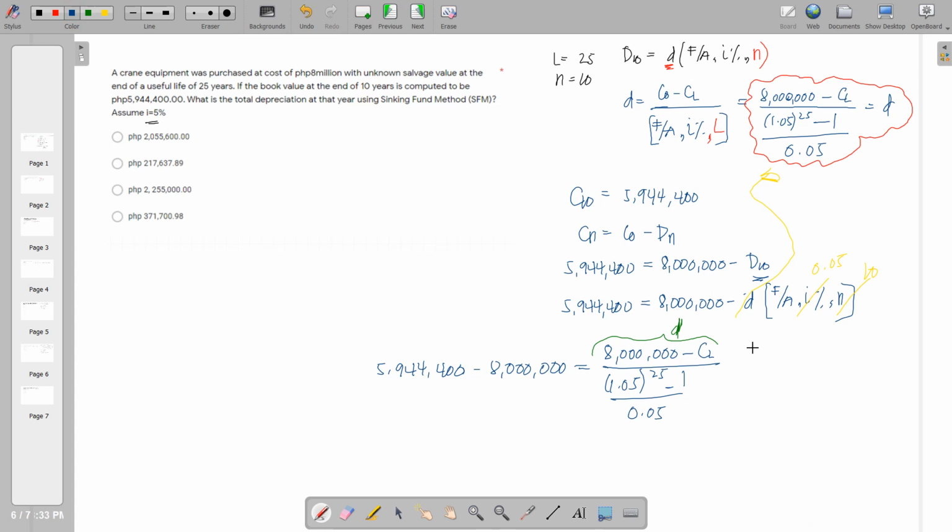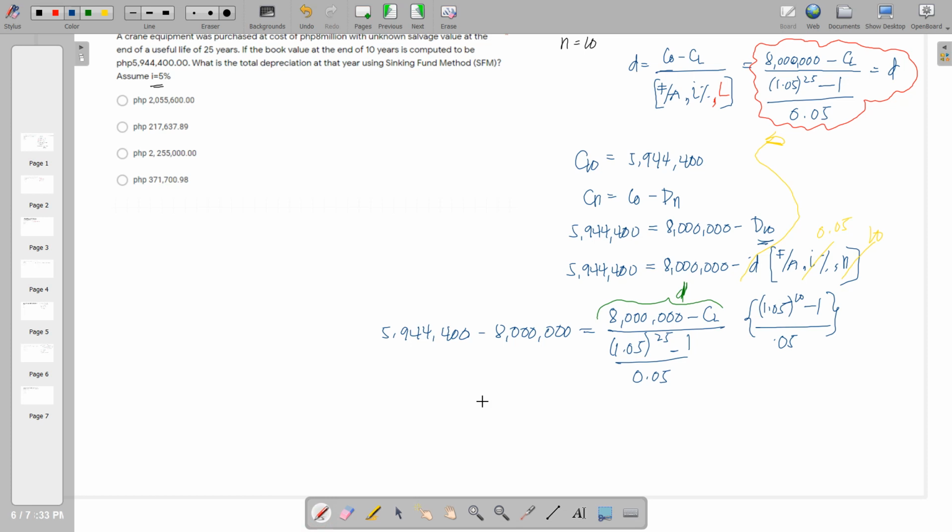Tapos, this is 1.05 raised to 10 minus 1 all over 0.05. Okay, so makukuha natin yung CL dito.